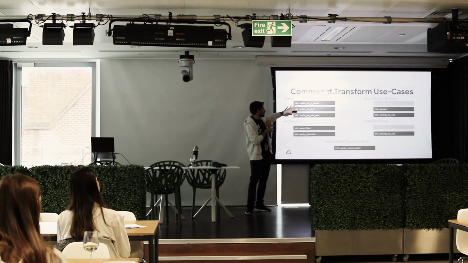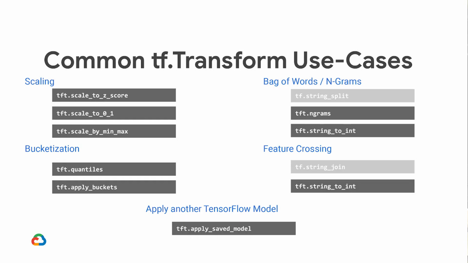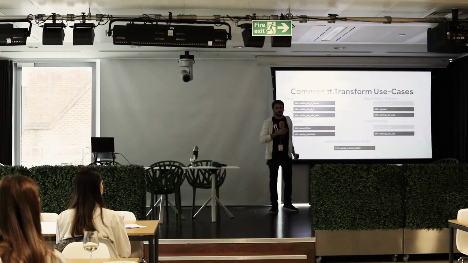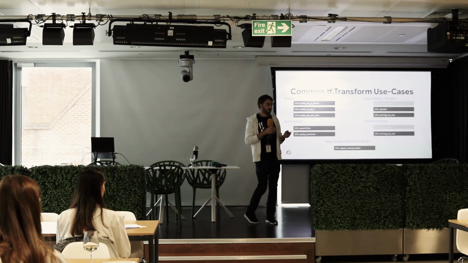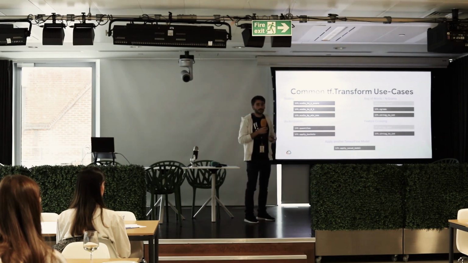Very quickly, some transformations you can make are changing values from 0 to 1, Z transformations, string handling like n-grams and splitting strings, creating buckets, feature crossing, and also applying a different model as part of the transformation. So you might have a model that predicts something and you want to use that in your data, or that changes something in some features, and you can embed that.